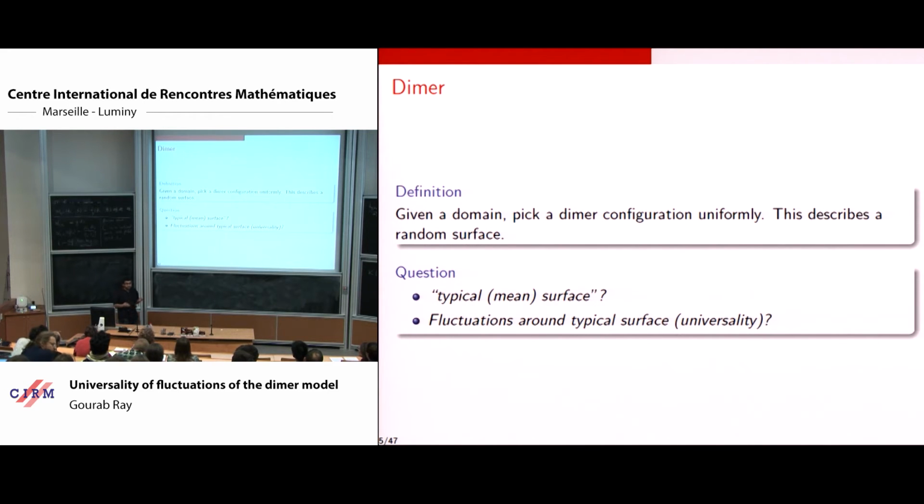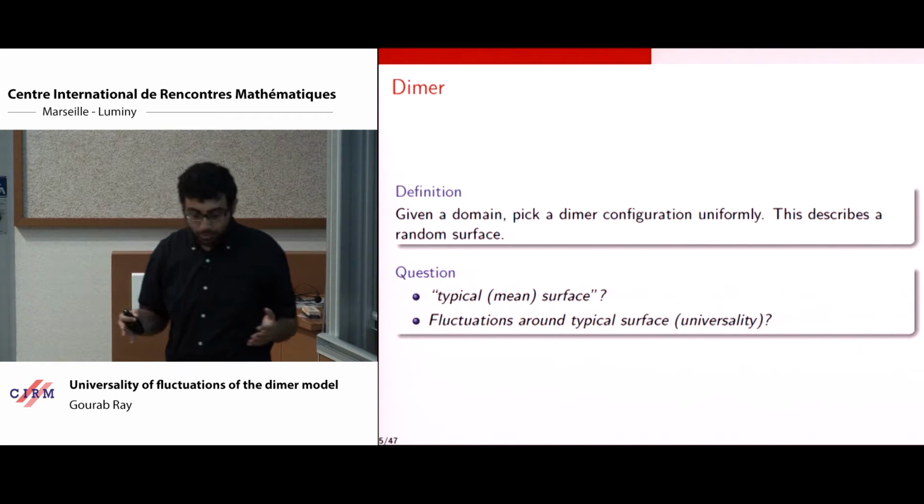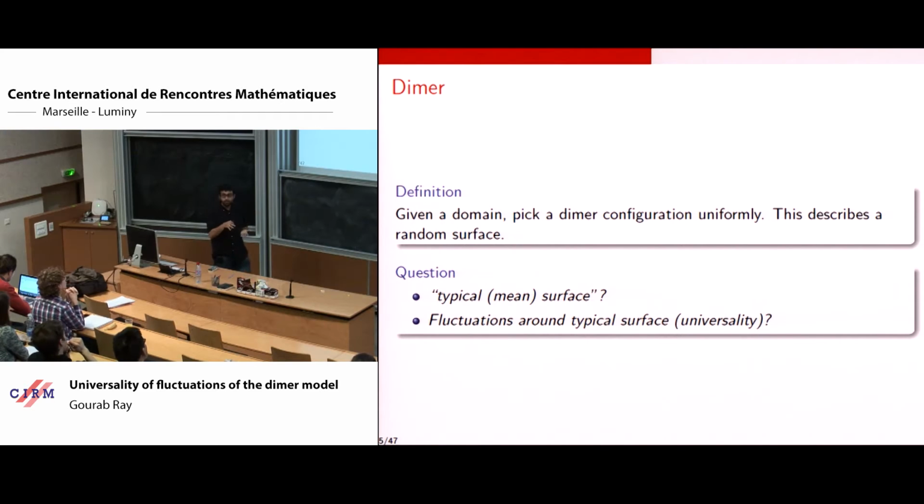in any first course in probability, you will come across the law of large numbers. You will have a bunch of random variables, and you would want to know the mean behavior. And in this case, when you have a random surface, it will be a mean surface. And then you learn about the central limit theorem, which is about the fluctuations around this mean. And here also you can ask the same question. Once you know what the mean surface is, which will be some function from R2 to R, you would want to know what the fluctuation is, and whether this fluctuation is universal. So that's what the central limit theorem tells you.